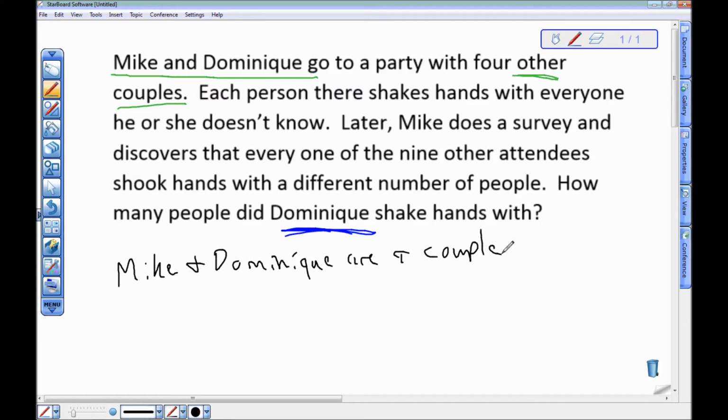Each person there shakes hands with everyone he or she doesn't know. Okay, so people are shaking hands with people they don't know.